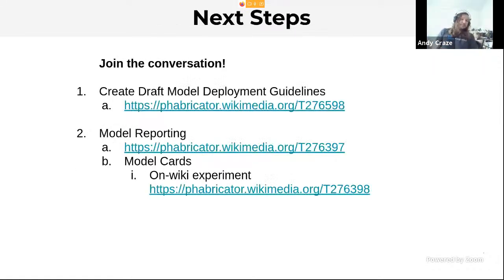So, next steps, just to wrap this up, we would love to have people in the community and staff here at the foundation join in this conversation. We have two initiatives right now. One is we're creating a draft model deployment guideline for our new infrastructure. There's a Phabricator task there. If you're interested, please subscribe to that. Hop in the conversation. Tell us what you think.